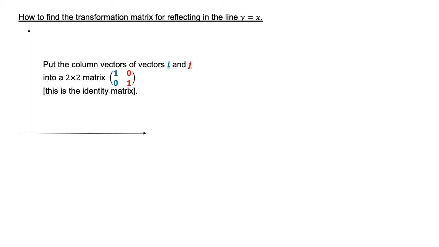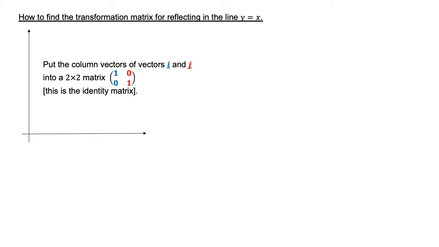So what I'm going to do is put what we usually call the vectors i and j into a 2 by 2 matrix. So I've got these two column vectors, 1 naught and 0 1. And as you can see, that is the identity matrix. So what do I mean by that? You may or may not have seen vectors, well, actually you've seen them when we were talking about translating shapes.